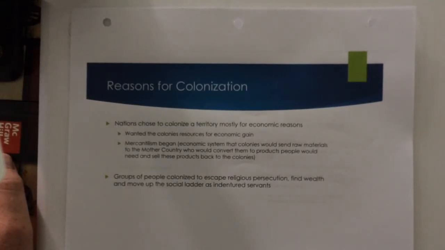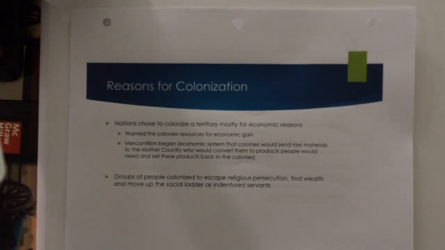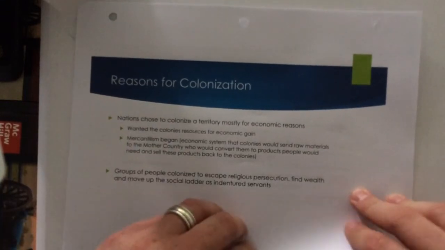When we talk about Plymouth, that's the reason that they came, was to escape religious persecution. They wanted to find wealth and move up a social ladder as indentured servants. Indentured servants are people that voluntarily become slaves and then turn around and work their debt off, and then set up a new life in this new country. It was an easy way for them to get there. That social mobility was a huge thing because in England or Spain or France, you were pretty much stuck. Whatever you were born as, that's how you were going to die as well.